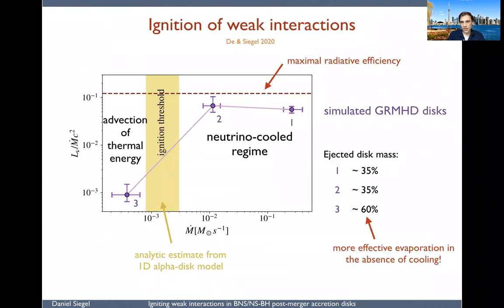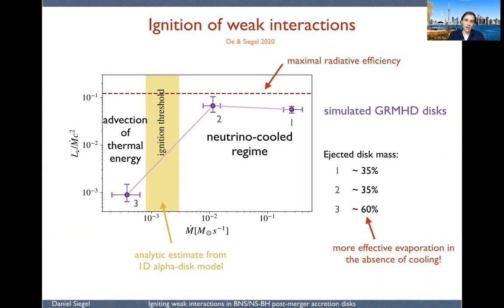So just to show you the three basic cases that we simulated here. Starting from this basic physical insight that you have a critical accretion threshold, an ignition threshold for weak interactions in these post-merger accretion disks, we wanted to simulate disks that are clearly below the threshold, then close to the threshold, and above the threshold. And you can see that this actually turned out to be the case.